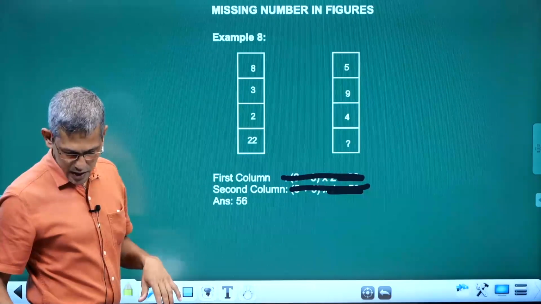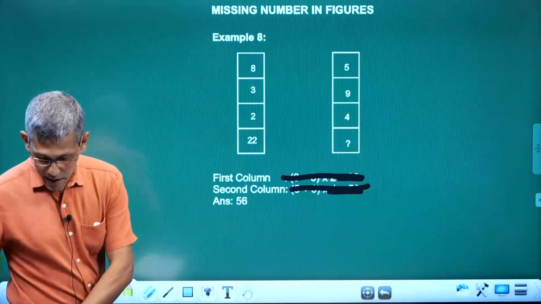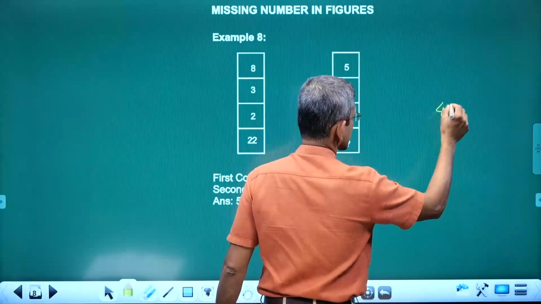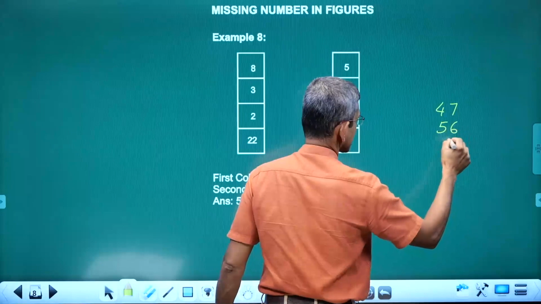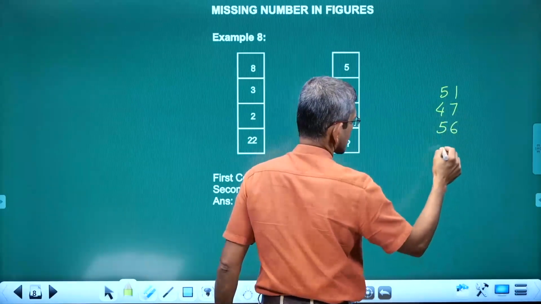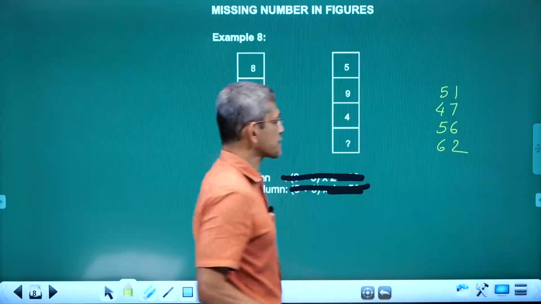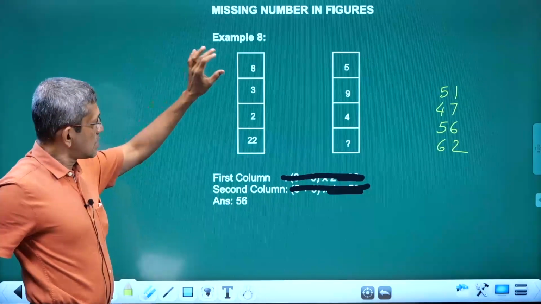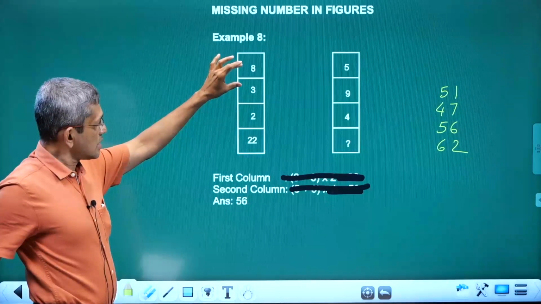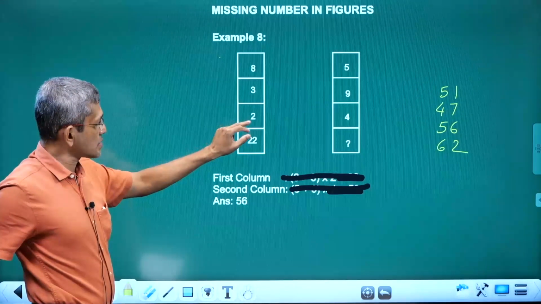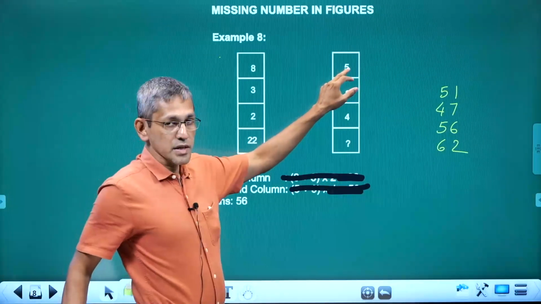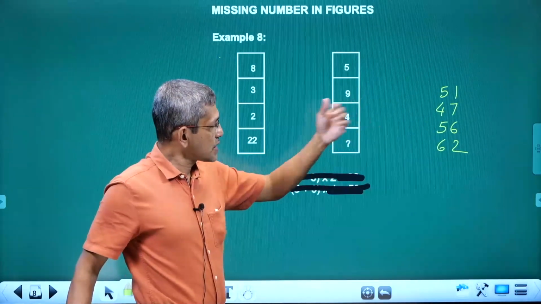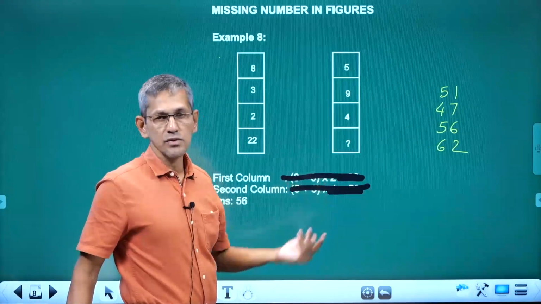So let's look at the possible answer choices here. Let me bring up the answer choices we have here. The answer choices are 47, 56, 51, 62. These are the answers we have. So 8 into 3, 24, 24 minus 2, 22. And here we have taken the same pattern, 5 into 9, 45, 45 minus 4, 41. In that case, 41 is not among the answer choices. 51 is there, but it's not the answer.